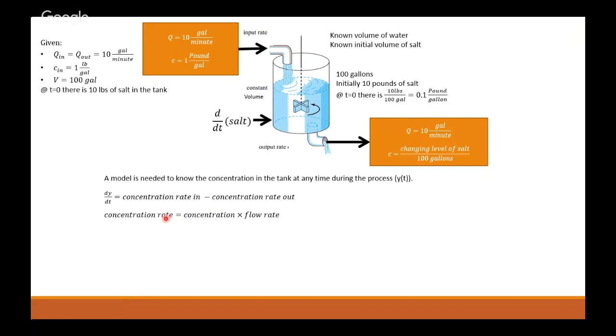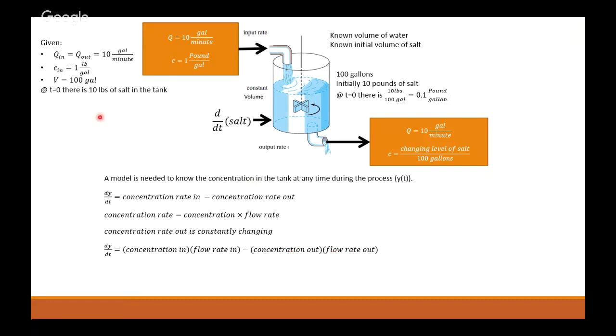The concentration rate is just whatever the concentration is, in this case 1 pound per gallon, times the flow rate, and that puts it with respect to time. This lets us know how fast the salt's going in and out. Keep in mind that the concentration going out is constantly changing, so you don't know that, and it's going to have to be done in terms of a function. So you have a concentration going in, which you know, a flow rate going in, which you also know, minus a concentration going out, which you don't know, and a flow rate going out, which you do know.